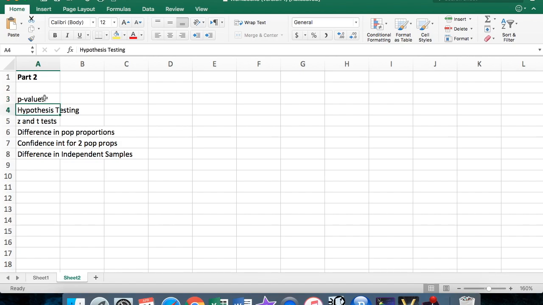So then we're talking about hypothesis testing. We'll go over a few hypothesis tests, and then the difference between z and t-tests. I think we start with z-tests and hypothesis testing, and then I talk about t-tests. Then difference in population proportions, then confidence intervals for two population proportions, and then the difference in two independent samples. I'm only going to do one problem from this one because you guys just did the homework for this, right? It was basically hypothesis testing with two means with independent samples, right?